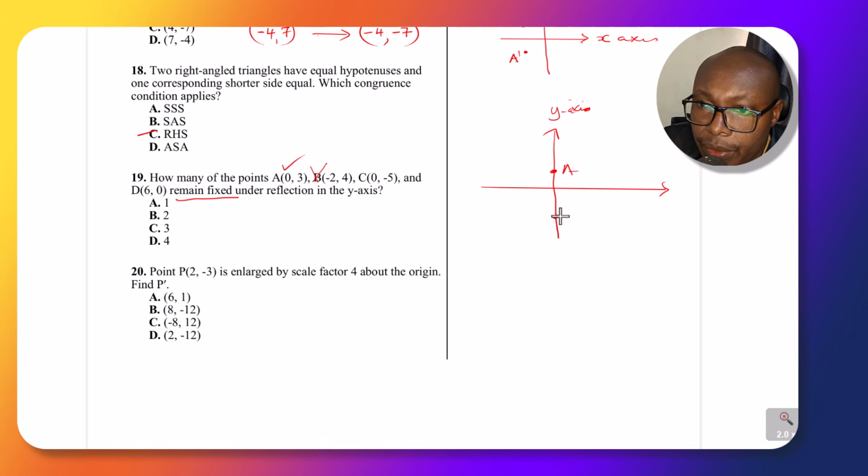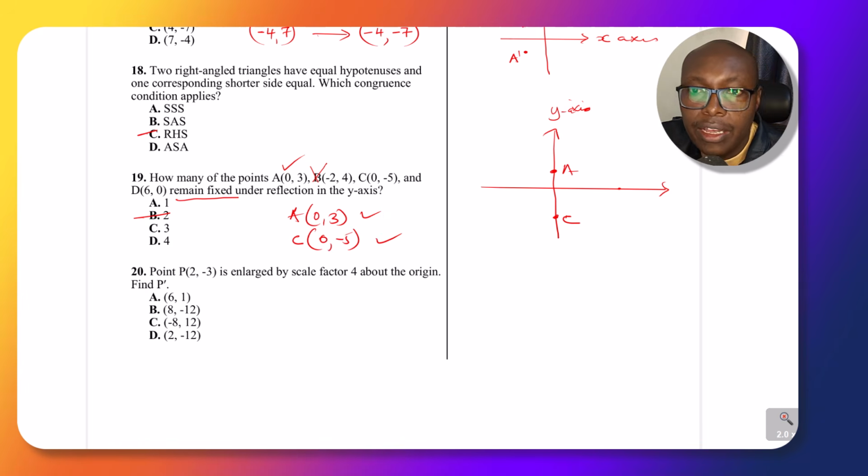So A is there. Then C will be somewhere there. And then we have 6, 0. 6, 0 will be somewhere here, so it will not. The only points that will lie along the y-axis are A and C, and those are the 2 points you need to identify. So we have A, 0, 3, and we have C, 0, -5. Those 2 points lie along the mirror line, which is the y-axis, and they will not change.